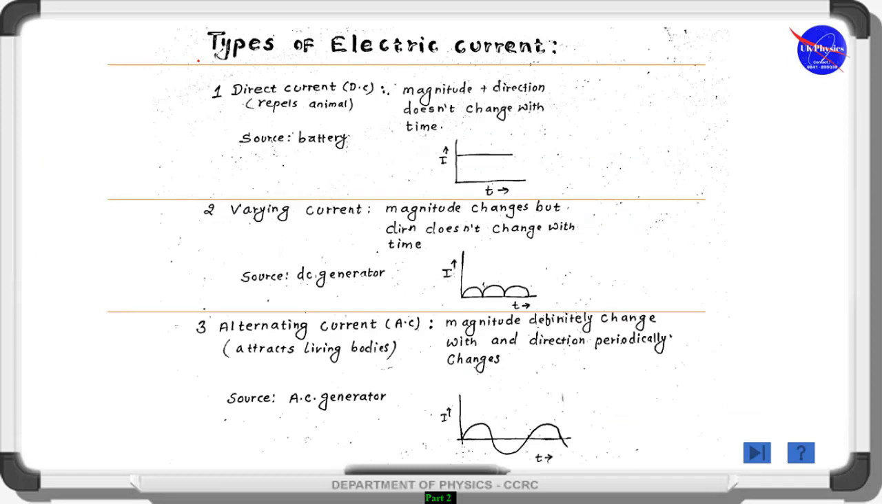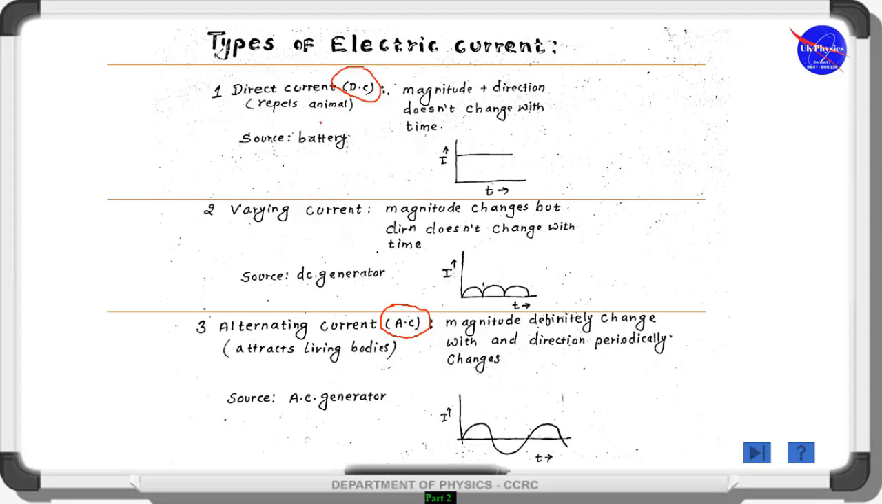Now let's talk about the types of electric current. Basically there are two types of electric current. The first one is DC and the next one is AC. DC means direct current and AC means alternating current. First of all, we discuss direct current.